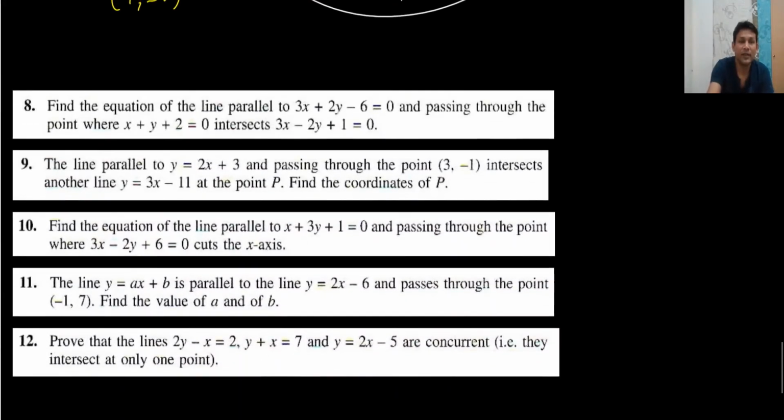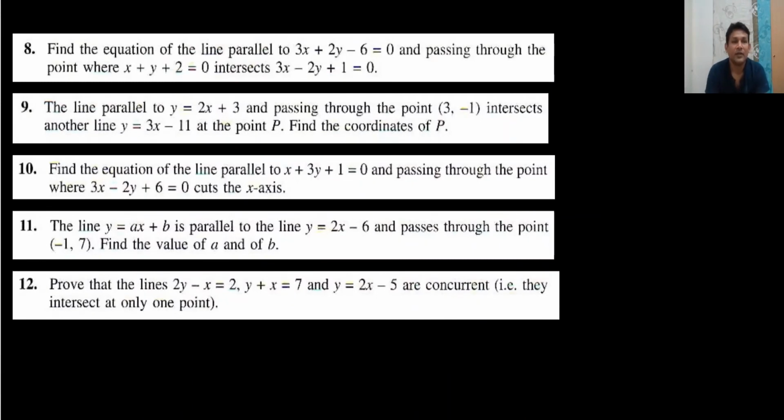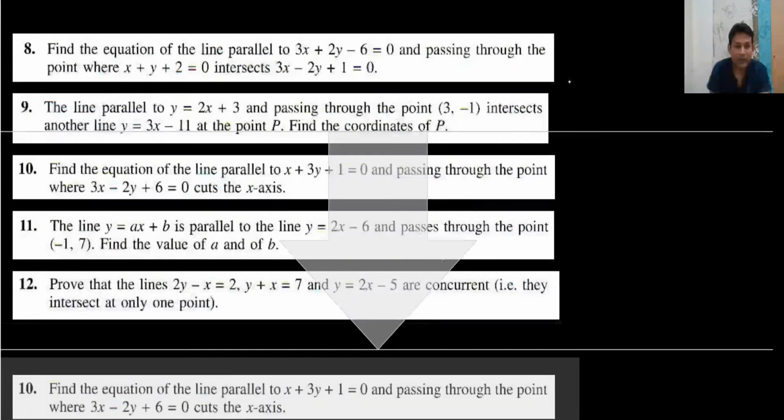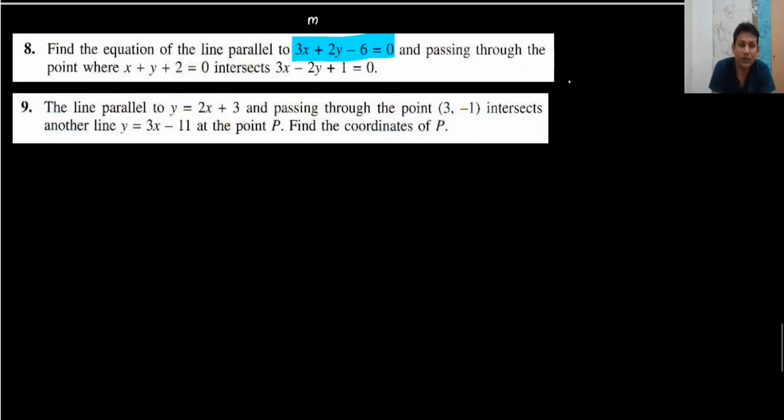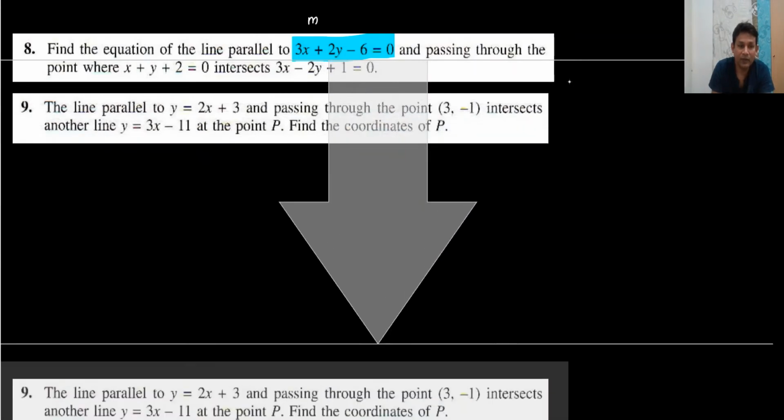Question number 8 is about, let's see, I will do questions 8 and 9 together because I don't want to make two videos for this exercise. Find the equation of the line parallel to this. It means the gradient will be the same, passing through this point and intersecting this line. I would like not to solve the whole question, just to give an idea of how we can do it.